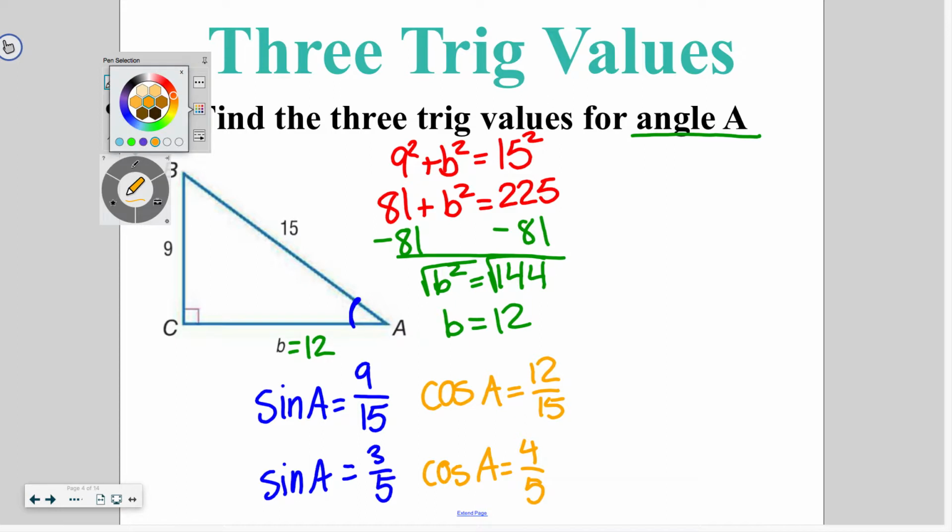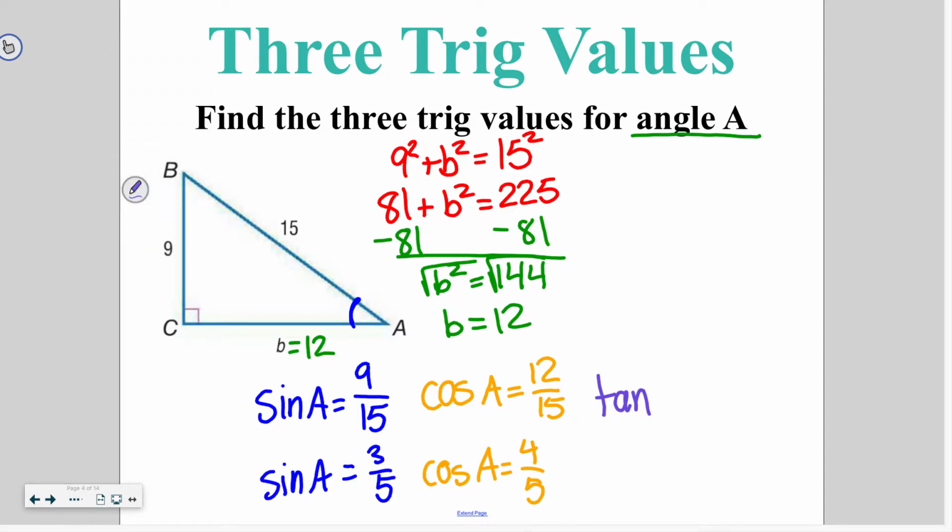The last value we're looking for is the tangent of A. That's taking the opposite over the adjacent. So in this case, that opposite value is 9. The adjacent value is 12. Again, both of them can be divided by 3.